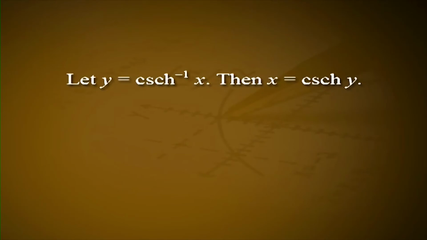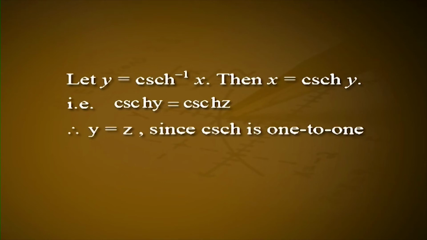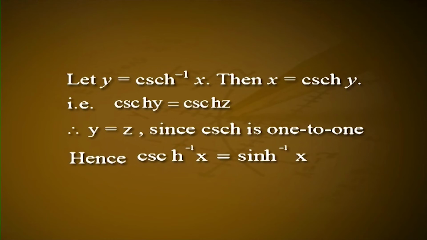Then x is equal to cosech y. Let z is equal to sinh inverse of 1 by x, so that 1 by x is equal to sinh z, or x is equal to 1 by sinh z is equal to cosech z. That is, cosech y is equal to cosech z. Therefore, y is equal to z since cosech x is 1 to 1. Hence, cosech inverse x is equal to sinh inverse of 1 by x.